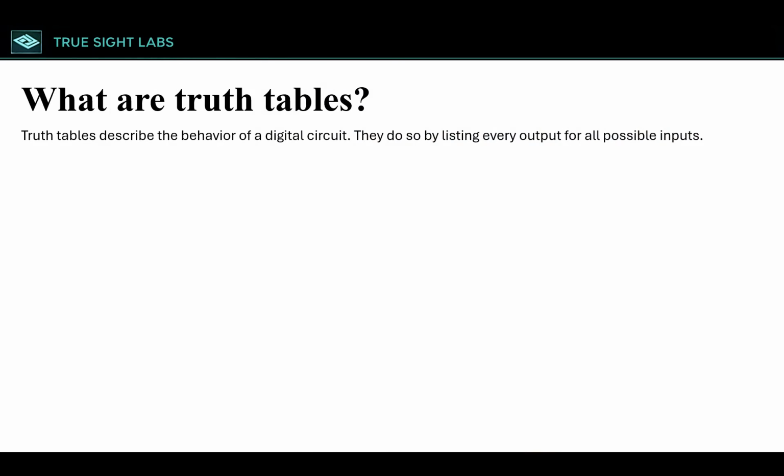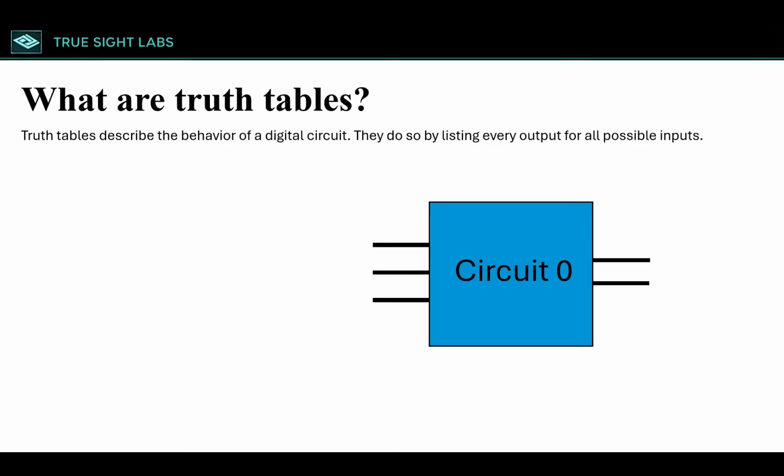Alright, so what are truth tables? Well, truth tables are a simple way of representing the behavior of a combinational circuit. A combinational circuit is simply a circuit whose output is a function of its inputs. For example, suppose that we have a circuit called circuit 0, and this circuit has three inputs, A, B, and C. Then suppose that it also has two outputs X and Y.